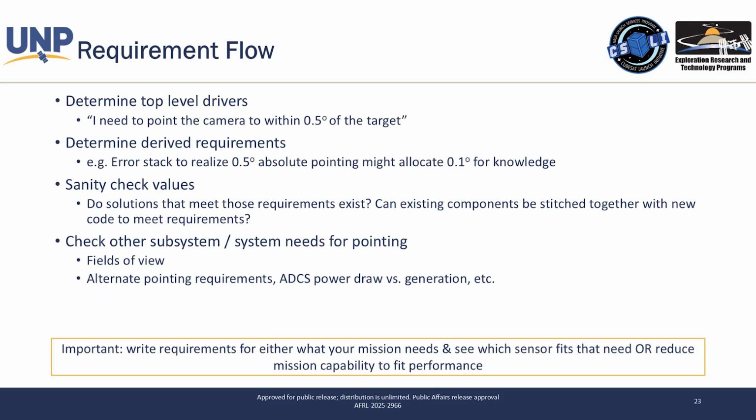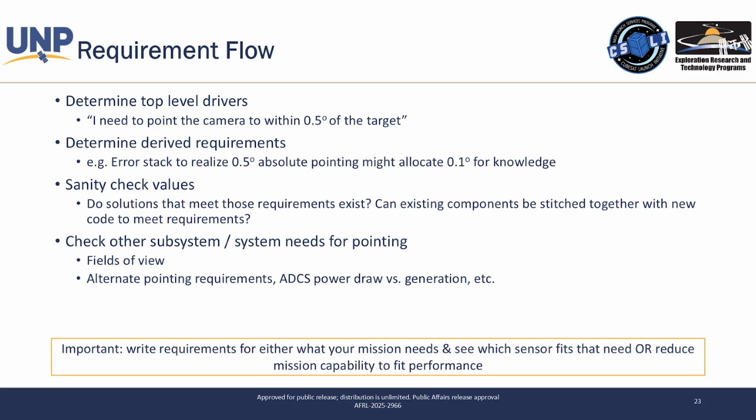So requirement flow, top level drivers, right? I need to point the camera for ships out here to within half a degree of the target, figure out what the driver requirements of that is. It's like, okay, well, if I have half a degree of absolute pointing, I might need to know where I'm pointing to within 0.1 degrees, right? My knowledge here. So now you can start to have an error and real pointing budget breakdown and stack up. Can I find solutions that meet those requirements, right? You kind of do that iterative loop, which you guys are definitely working right now.